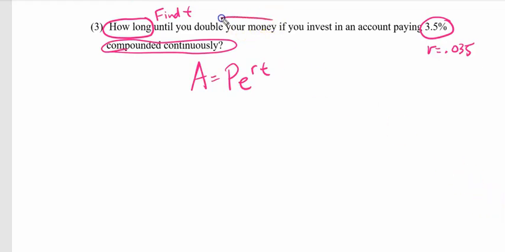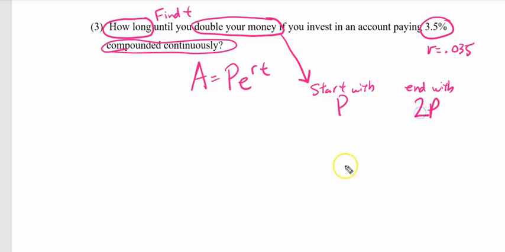Now we want to double your money. So you're going to start with P, and you're going to end with, well, if you double your money, it's going to be 2 times P. And so A is the ending amount. So your ending amount is going to be 2 times P. So the ending amount I want is 2 times P, and R is equal to 0.035 and then times T.